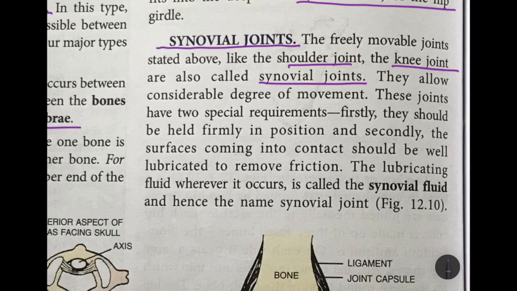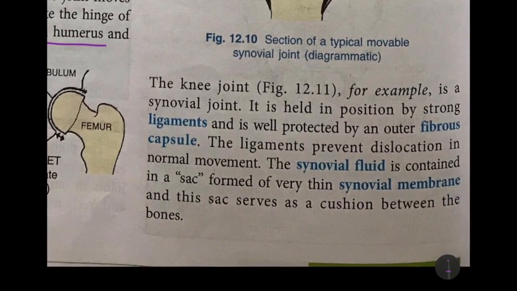Since these joints show a considerable degree of movement, they must also be held firmly in position so that they do not easily move out. And the surfaces that come in contact must have no friction. Due to this, the synovial fluid is present in these joints to lubricate this area. That is why the name synovial joint.